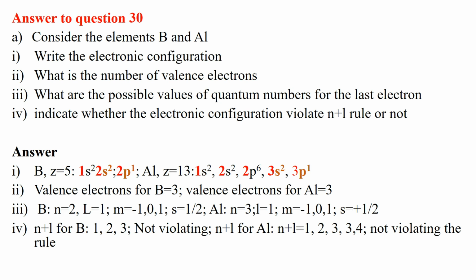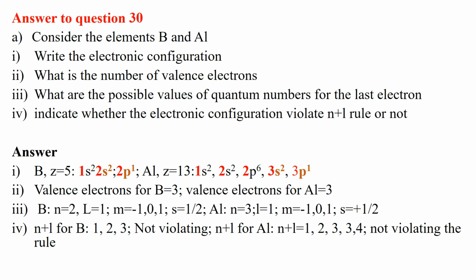For aluminium, we also look at the last shell. The last shell is n equal to 3, which has 3 electrons, meaning 2 in 3s and 1 in 3p. Then aluminium also has 3 valence electrons.